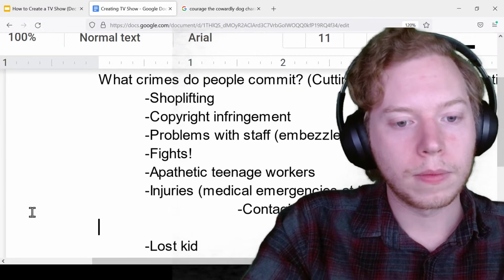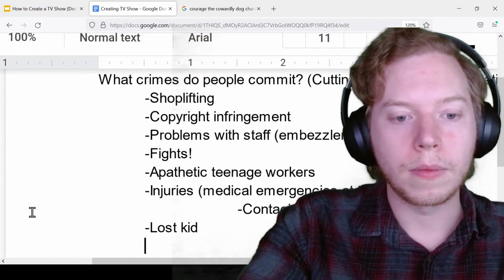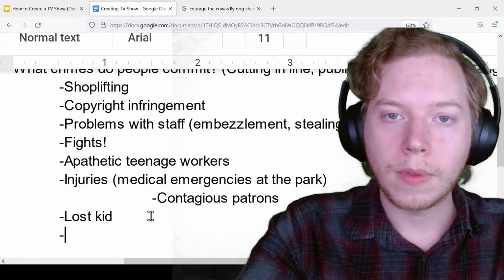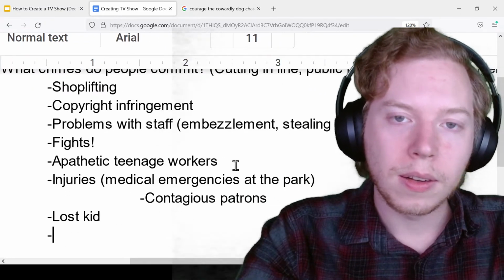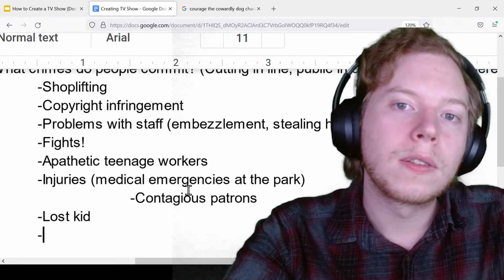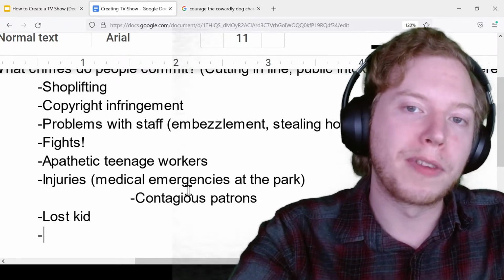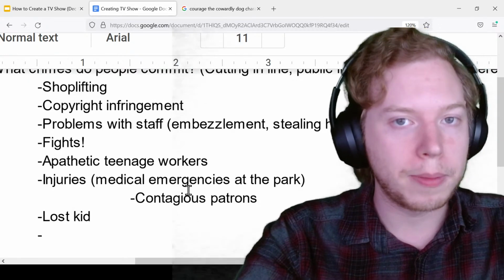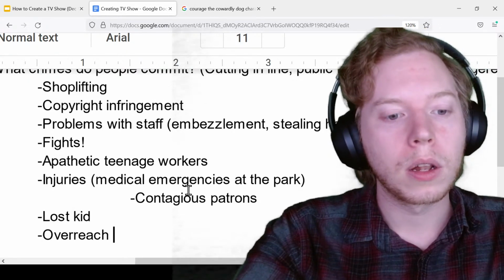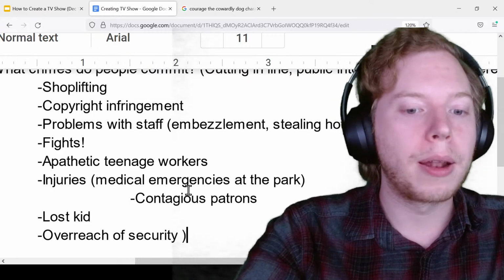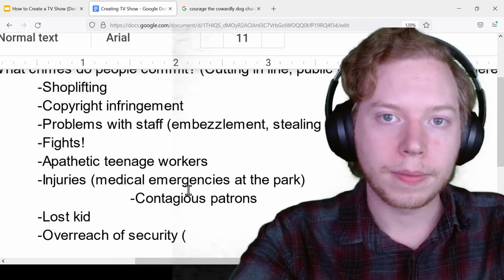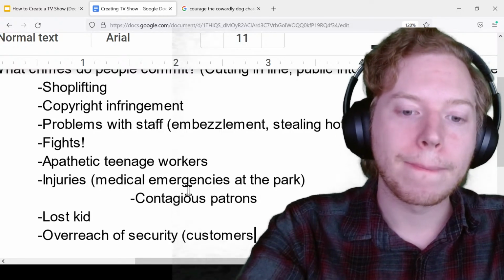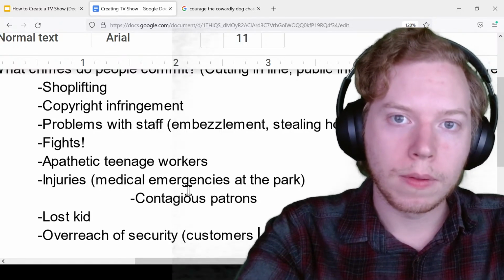I got metal detectors, like going through security. Sometimes they stop you because you have a water bottle. Okay. I don't know how that would be called, but what's the conflict coming from? Is it coming from the sort of overreach of security? They're doing too much? Yeah, overreach of security. Okay, and who would that upset, do you think? Who would have a problem with that? Person that has the water bottle. Like, it's just this pointless thing.